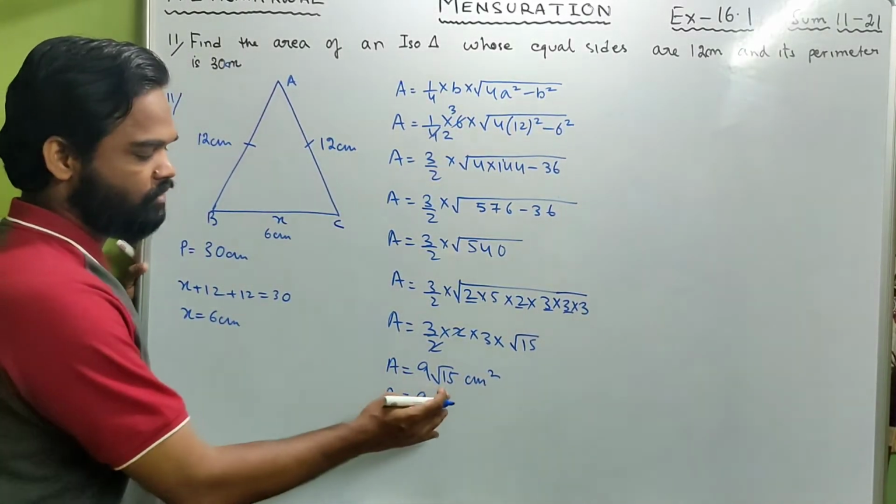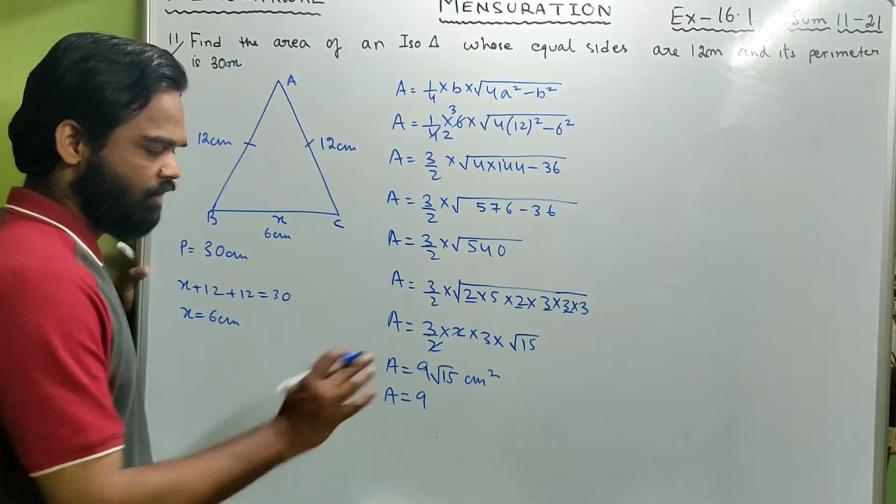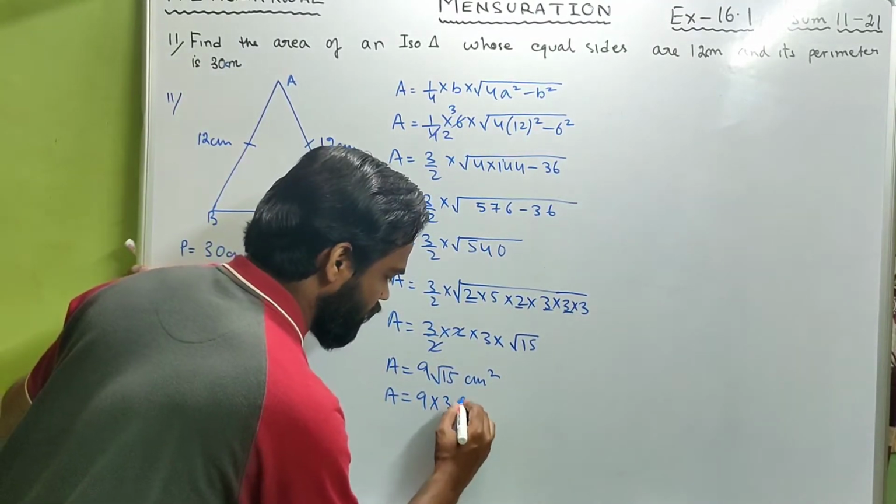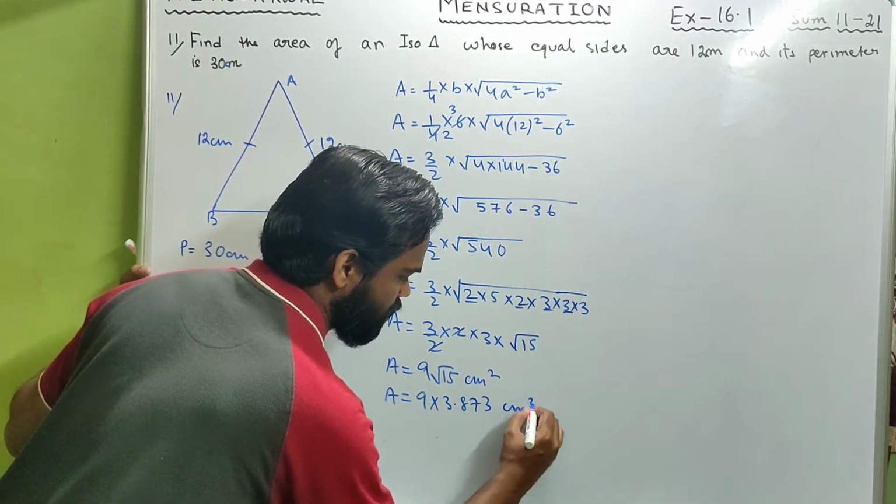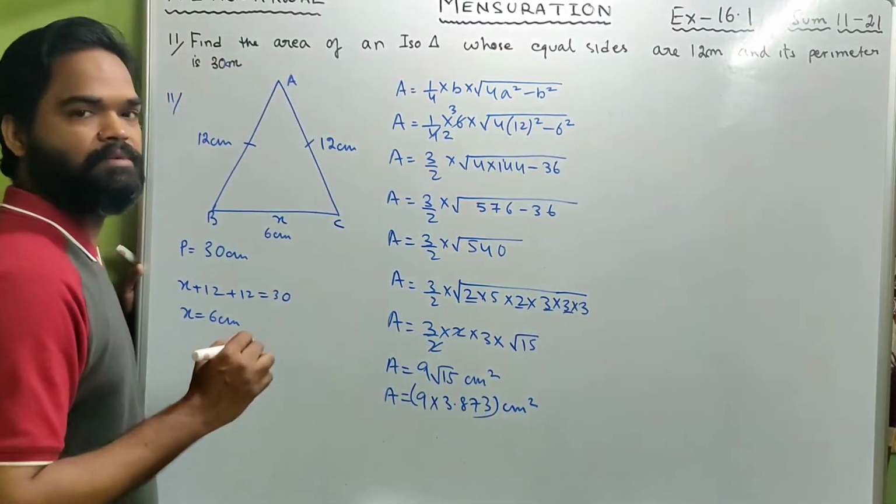Am I clear? Now you can put the value of root 15. I've calculated, that's 3.873. Multiply these two, you'll get the answer in centimeter square.